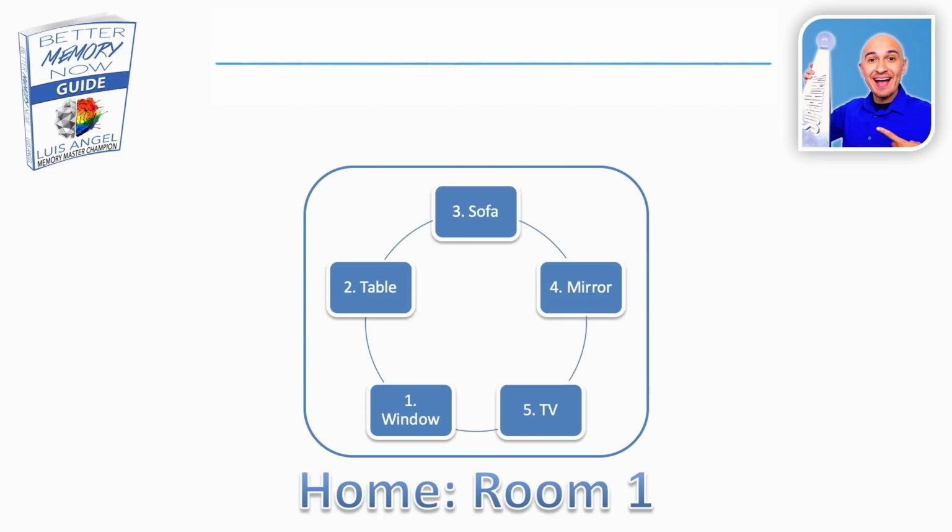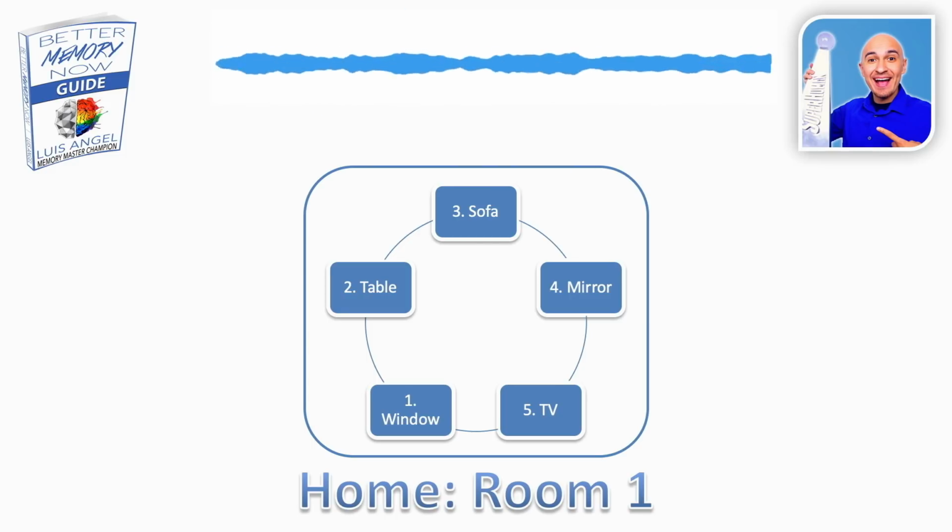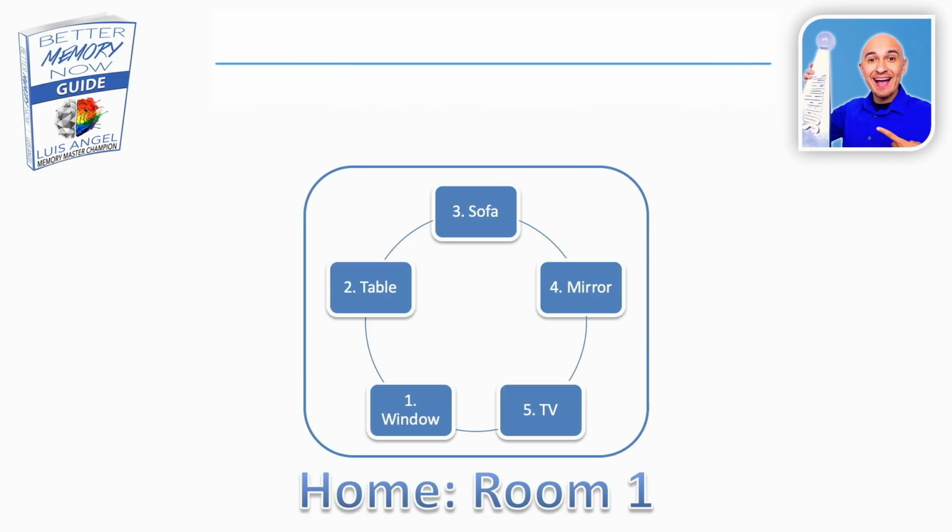I'll give an example. When I walk into my mom's home, that's always been my first memory palace. So when I walk into my mom's home, that first room is the living room. So I see a window for the first location, table for the second one. The third one is a sofa. The fourth location is a mirror. And the fifth one is a TV.